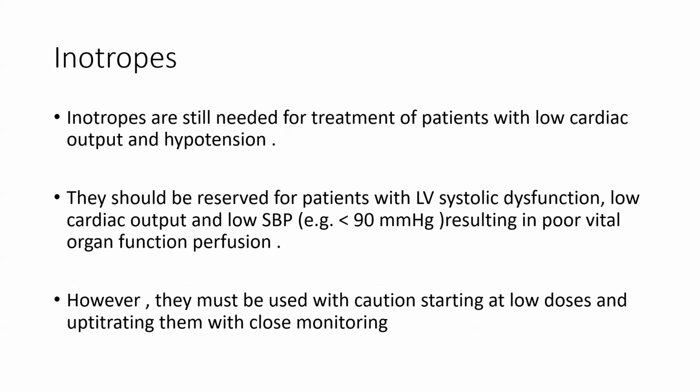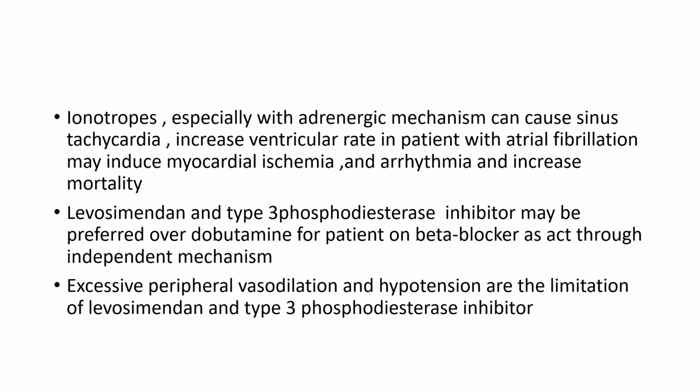Inotropes are still needed for the patient with low cardiac output and hypotension. They should be reserved for patients with LV systolic dysfunction, low cardiac output, and low systolic blood pressure, resulting in poor organ perfusion. However, they must be used with caution, starting at low doses and uptitrating them with close monitoring.